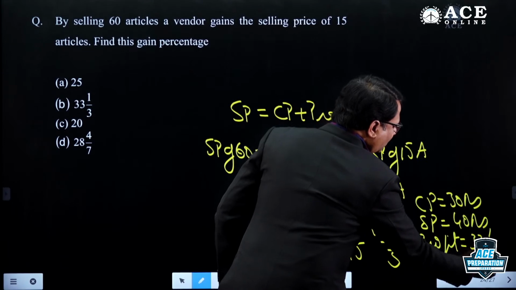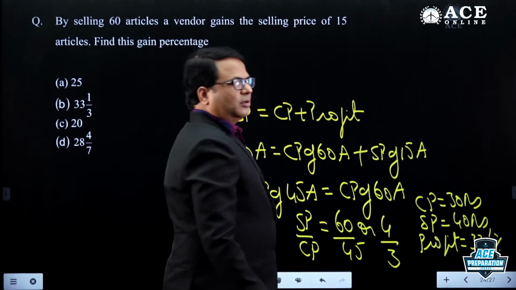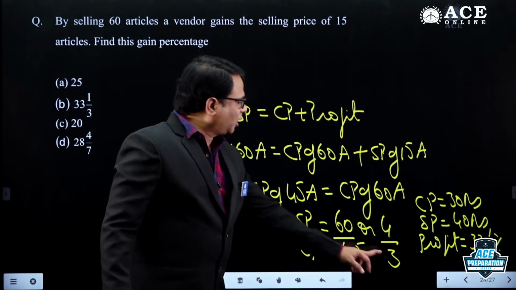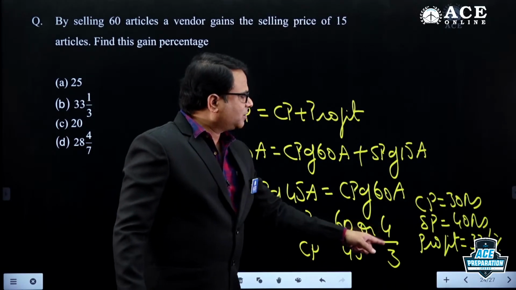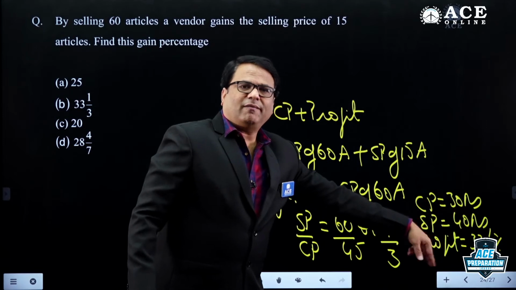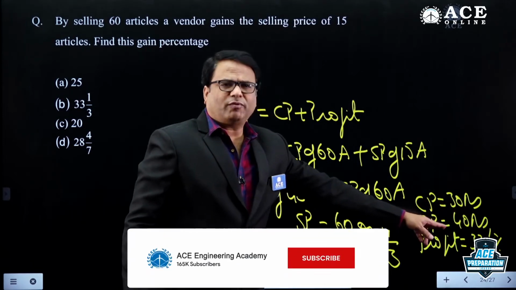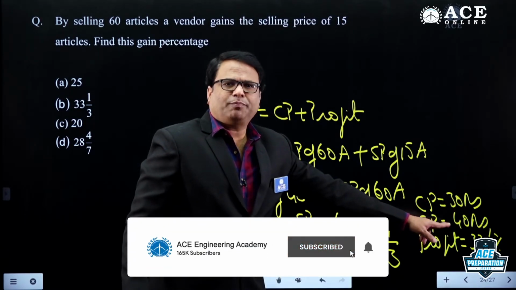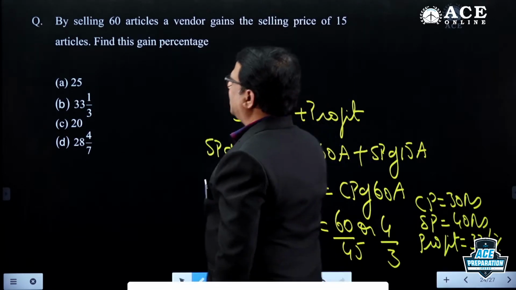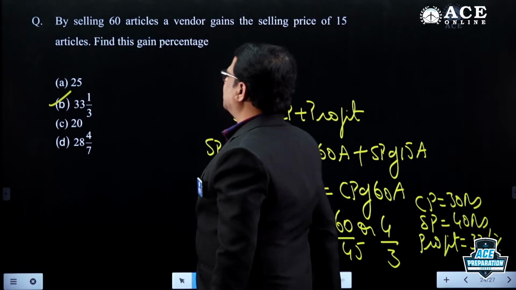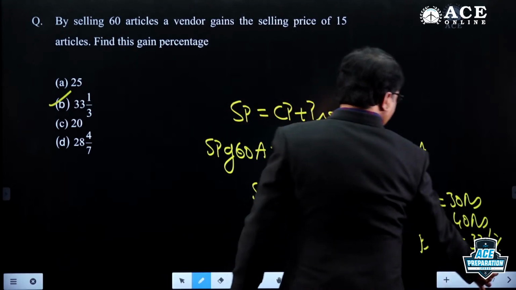33 1/3%. Cost price is represented by 3 units, so I take 30 rupees. Selling price is represented by 4 units, so I take it as 40 rupees. And when you do the calculations, the profit will be 33 1/3%. Okay, so we mark the answer here, 33 1/3%.